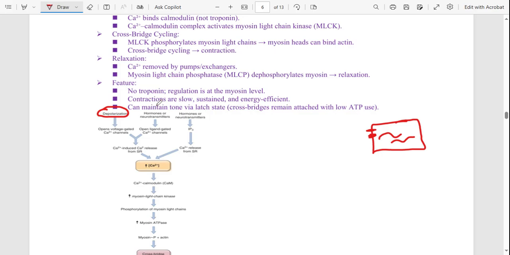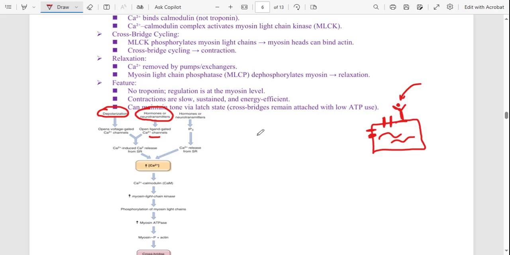Another way by which calcium can come in is through hormones and neurotransmitters. When a hormone or neurotransmitter binds on this cell, which is a smooth muscle, it is going to cause the release of calcium. Okay, actually, it will not cause the release of calcium. Instead, it will cause the opening of calcium channels. We call those ligand-gated calcium channels because they only open when a ligand binds, and a ligand includes either a hormone or neurotransmitter.